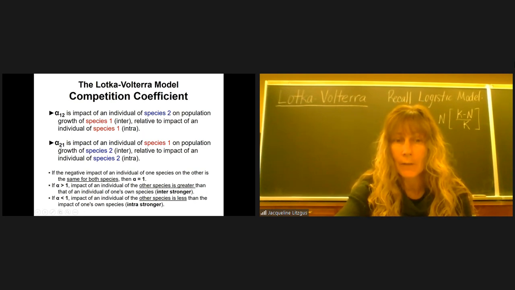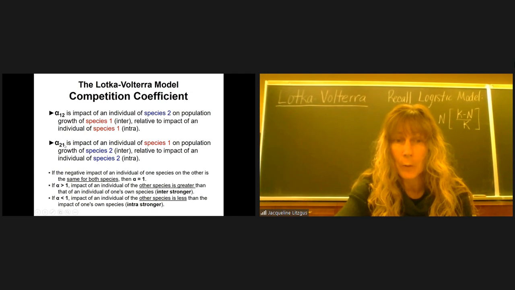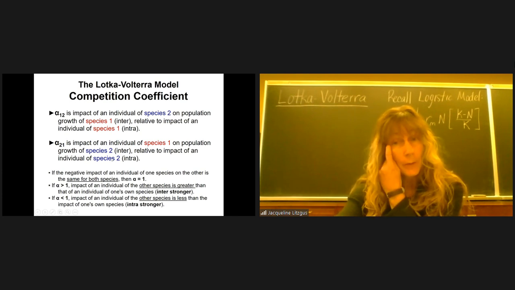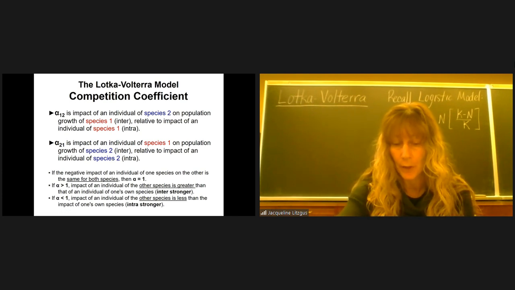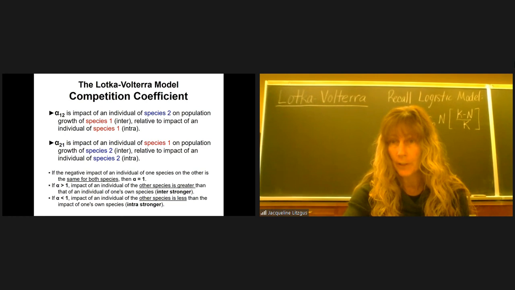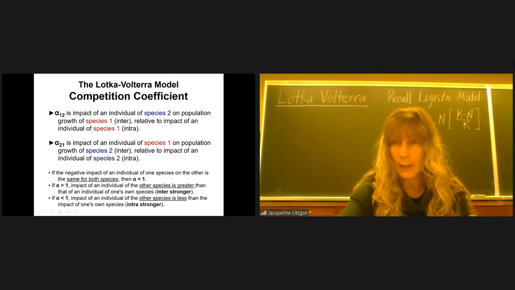Okay, so then similarly, if you look at this competition coefficient, reading the subscripts backwards again, this is the impact of an individual of species one on the population growth of species two, so interspecific, relative to how species two affects itself. Relative to intraspecific of species two, all right? So those are the definitions of the two competition coefficients that show up in those two equations. Basically the alpha value is telling you the strength of inter versus intraspecific competition effect on population growth. So it's telling you the relative impacts of those two parts, inter versus intra. Then we can look at the value of that alpha.